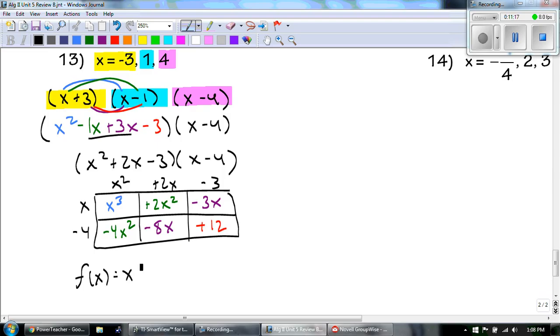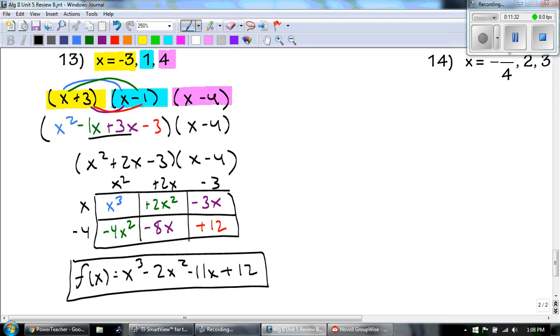And then when we write our final answer, it wants the function, so you have to label it. x cubed minus 2x squared minus 11x plus 12. Okay, so we wrote down, we start with the opposites, and then we distribute.